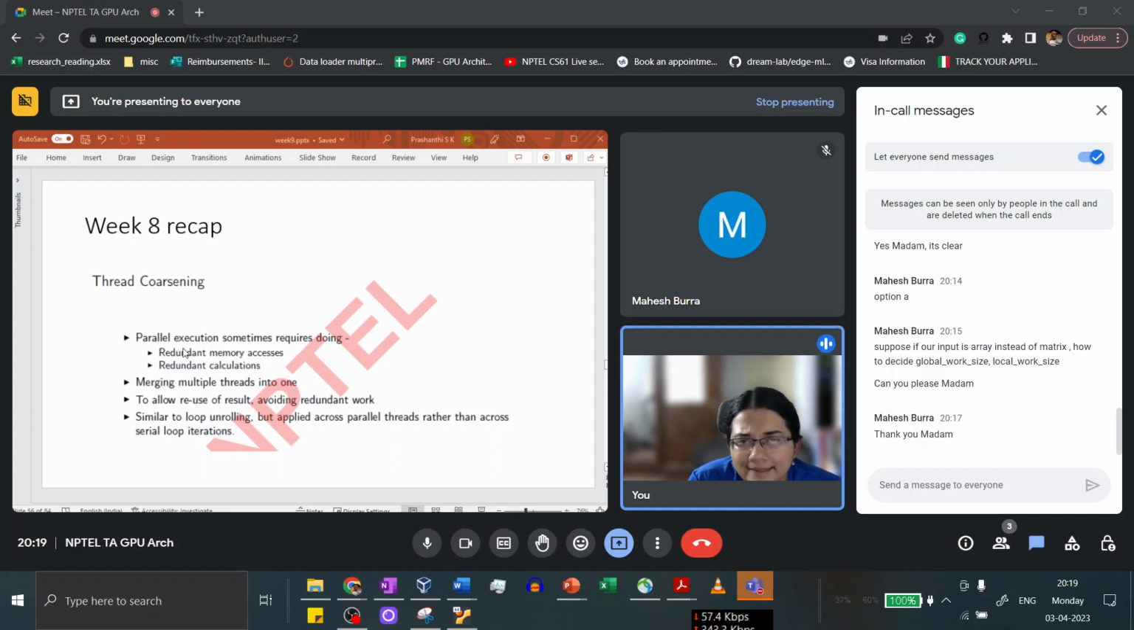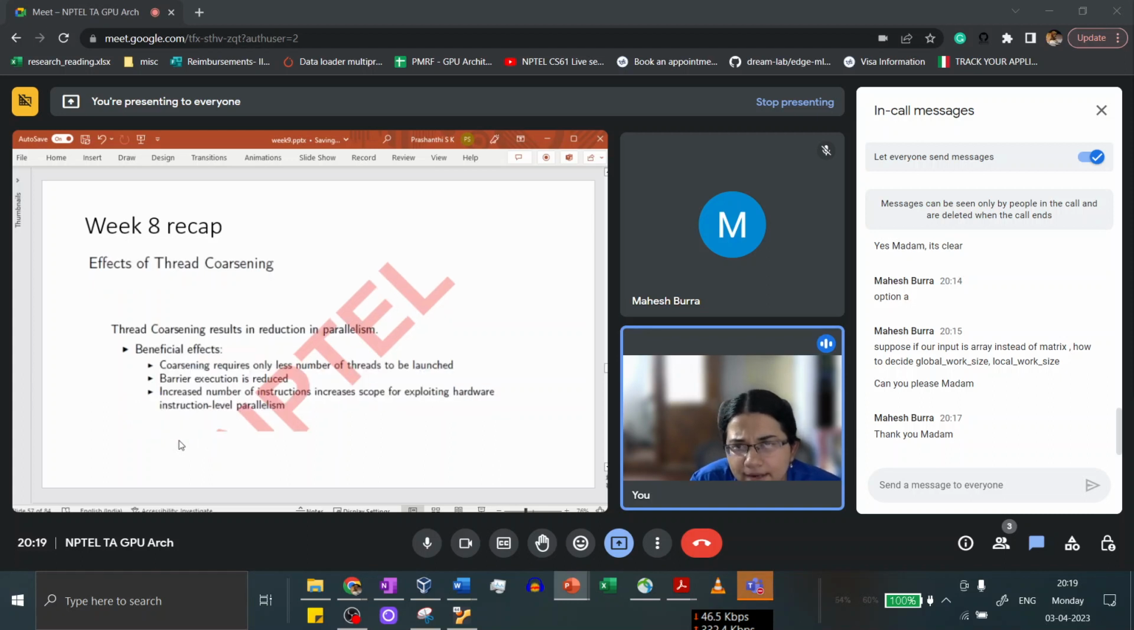So in parallel execution, as we saw in week 8, there might be redundant memory accesses and calculations. So one optimization that we have is to merge multiple threads into one, and this helps you avoid some redundant work and you get some performance benefits because of that. It's similar to loop unrolling, but the only thing is it is applied across threads rather than across loop iterations. This is the broad idea.